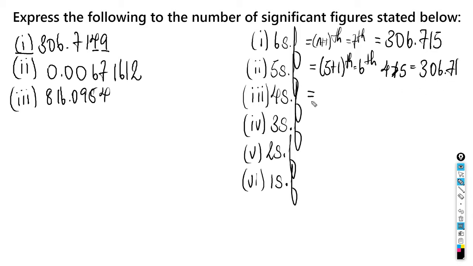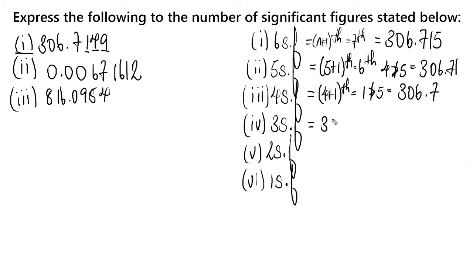So the next one, we're going to do the same thing. We're going to look at the 4 plus 1th place, the fifth significant figure in this case. So we're going to look at the 1. Is 1 greater than or equal to 5? No, it's not. So we're not going to add a 1 to the 7, and we're going to get 306.7.